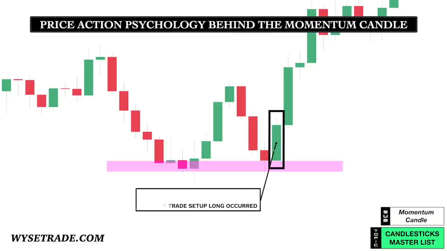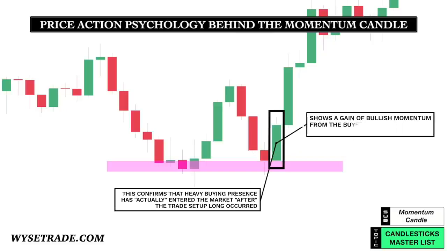The momentum candle confirms that a lot of buyers actually stepped into the market at the level, creating heavy bullish momentum, and thus causing the massive momentum candle to form.